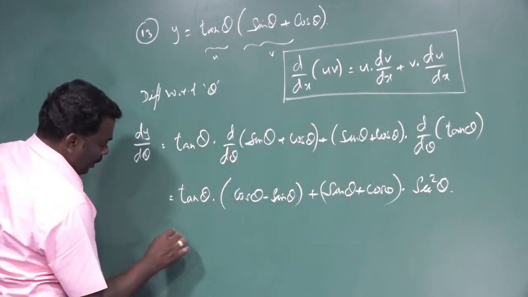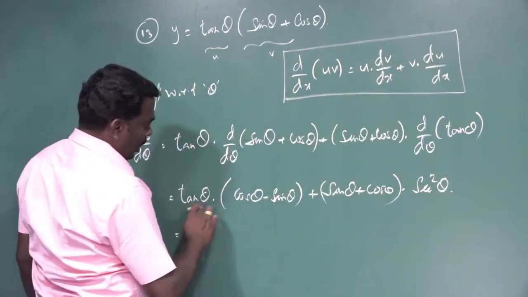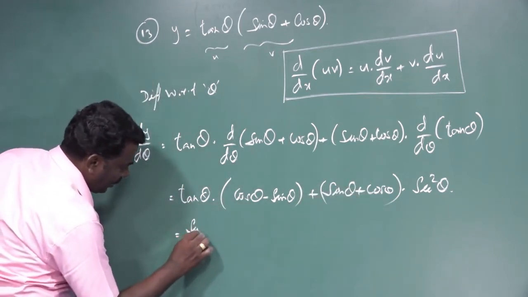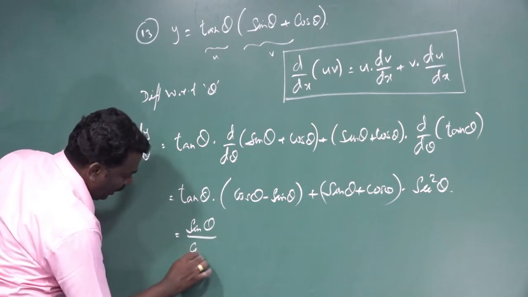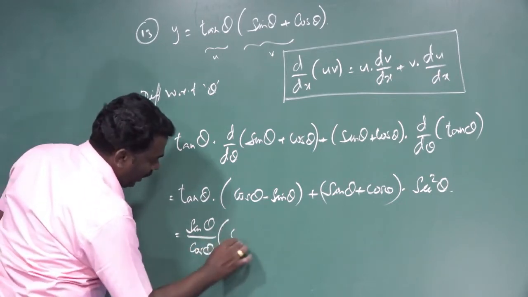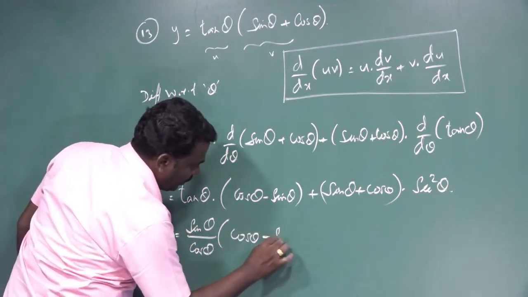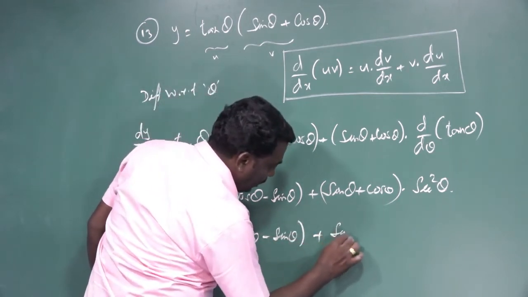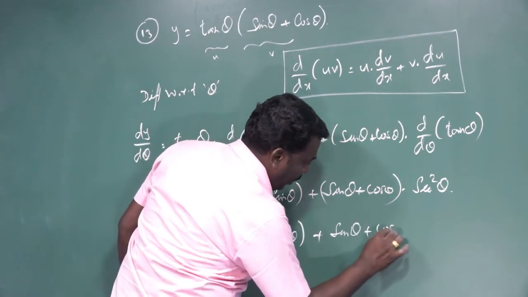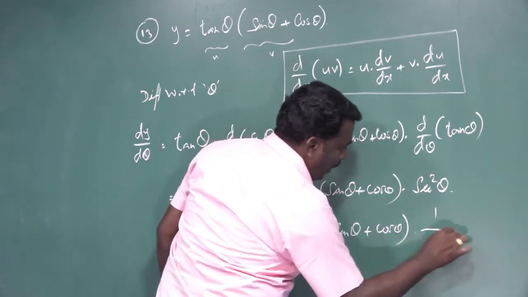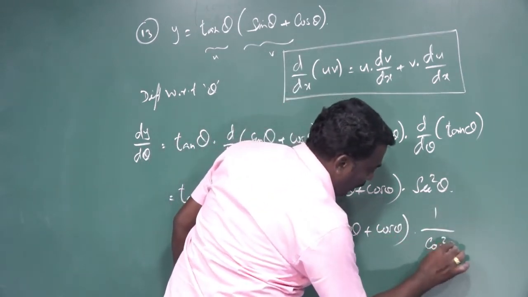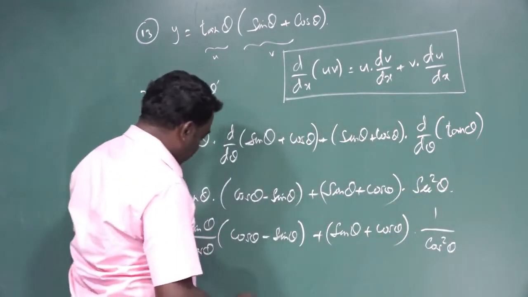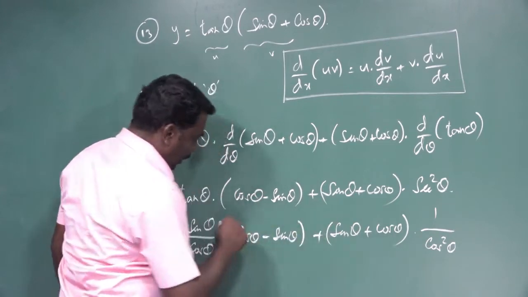Just convert the tan and secant into sin and cos form. The tan we can write as sin theta by cos theta, times (cos theta minus sin theta), plus (sin theta plus cos theta) times 1 by cos square theta, since secant square is 1 by cos square. Just multiply these two terms inside the bracket.